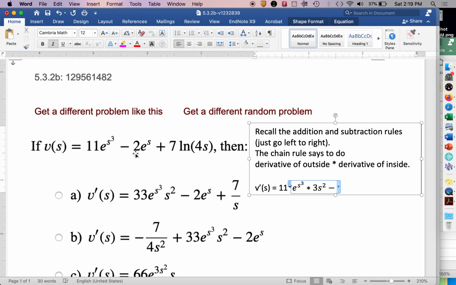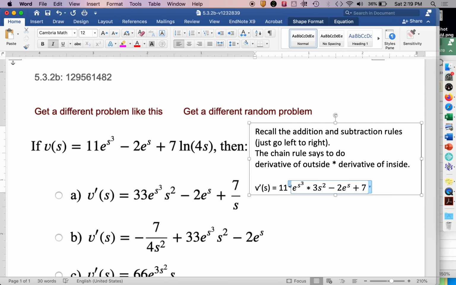Okay, so there's my derivative of the first term. Next I saw a minus, and then 2 times something. The derivative is going to be 2 times the derivative of e to the s, and the derivative of e to the s is e to the s. Then I see a plus, so I put a plus. And I see 7 times some stuff, right?